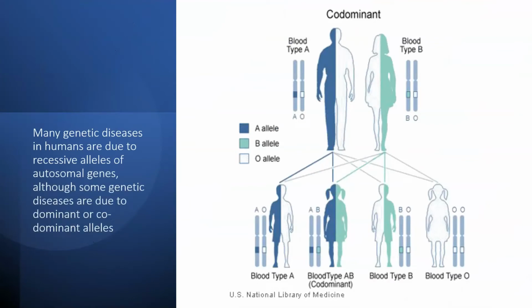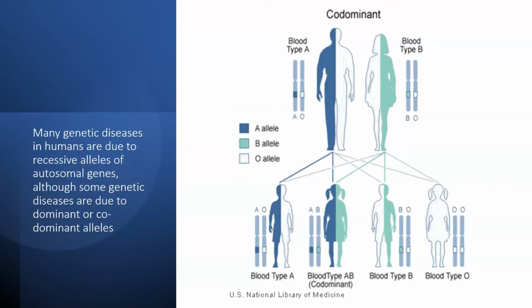Okay, now looking at codominance, this is giving us an example of some blood types here, which we will look at later on. You can see that we've got an allele for the A blood type, an allele for the B blood type, and an allele for the O blood type. Now, A and B are dominant.